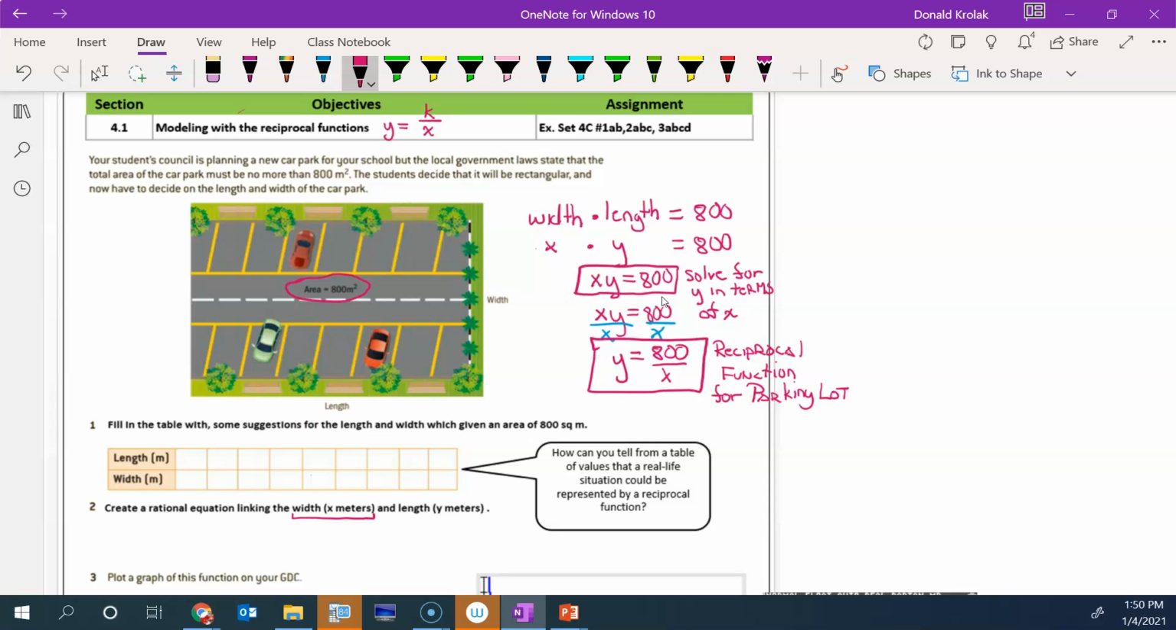Where x is the width and y is the length. Now, really, when you make a table, we get used to putting the x's on the top. So I should have switched these. I'm going to get rid of that, cover that guy up. And we're going to say the top row is the width, and we'll make the bottom row the length. That's just typically how you set up your table. X is on top, Y is on the bottom.